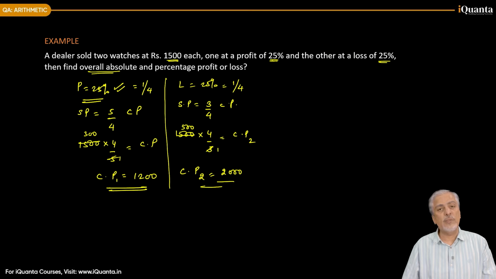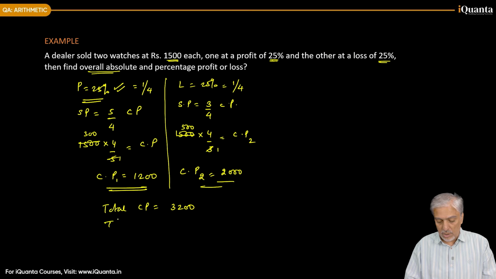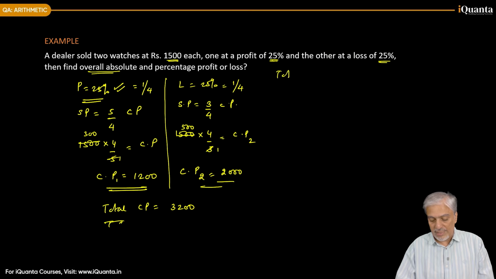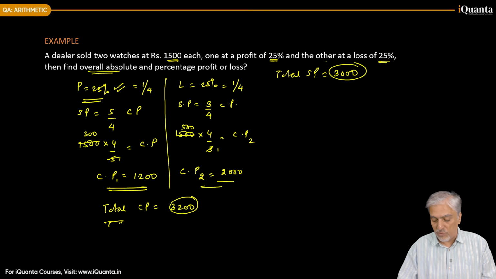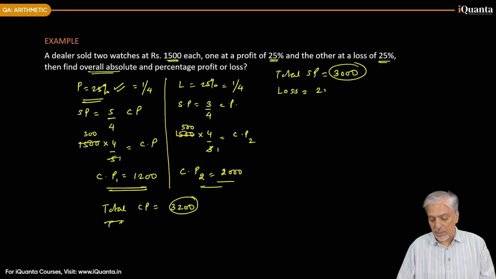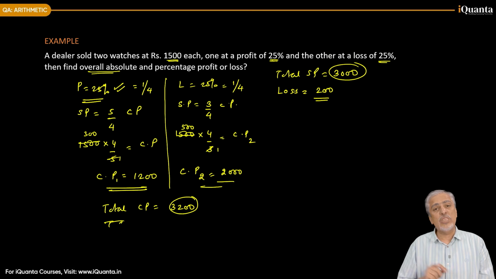So what is the total cost price of both the watches? 2000 plus 1200, 3200. So total cost price of both the watches together was 3200, while total selling price was 1500 plus 1500, 3000. Total selling price was 3000 rupees. So something which I have bought for 3200, I have sold for 3000. That means overall there is a loss. So how much was the absolute loss, that means loss in terms of rupees? Loss would be 200 rupees because you bought for more and sold for less. The loss is 200. What about loss percent?